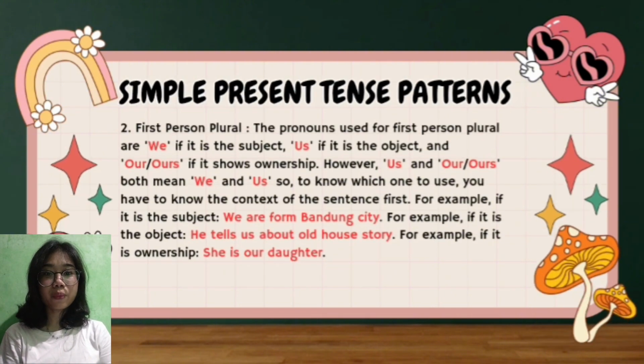2. First person plural. The pronouns used for first person plural are we if it is the subject, us if it is the object, and our or ours if it shows ownership. To know which one to use, you have to know the context of the sentence first. For example, as subject: We are from Bandung City. As object: He tells us about the old house story. As ownership: She is our doctor.